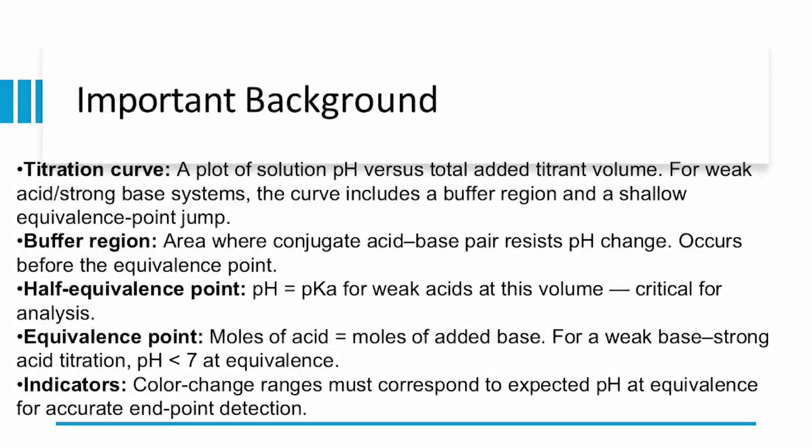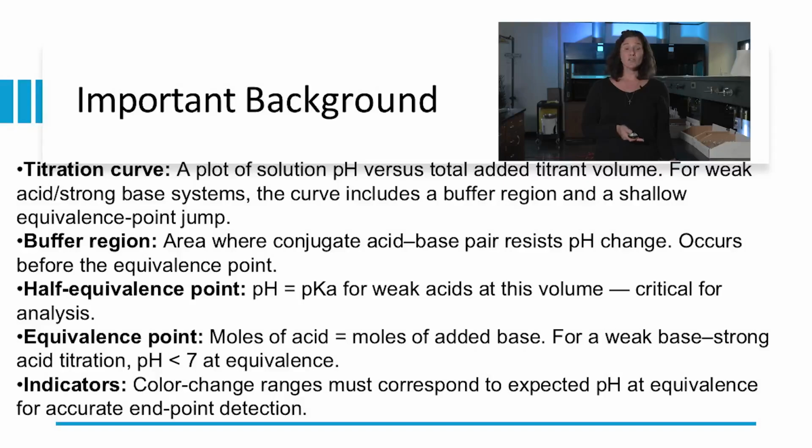A titration curve is a plot of volume of titrant added versus pH, so the total volume of titrant added. The buffering region is very important. This is when the conjugate acid-base pair is present, and we're getting that buffering. Half equivalence point is also important. It's when our pH equals our pKa, so that'll help us find the Ka of our acid.